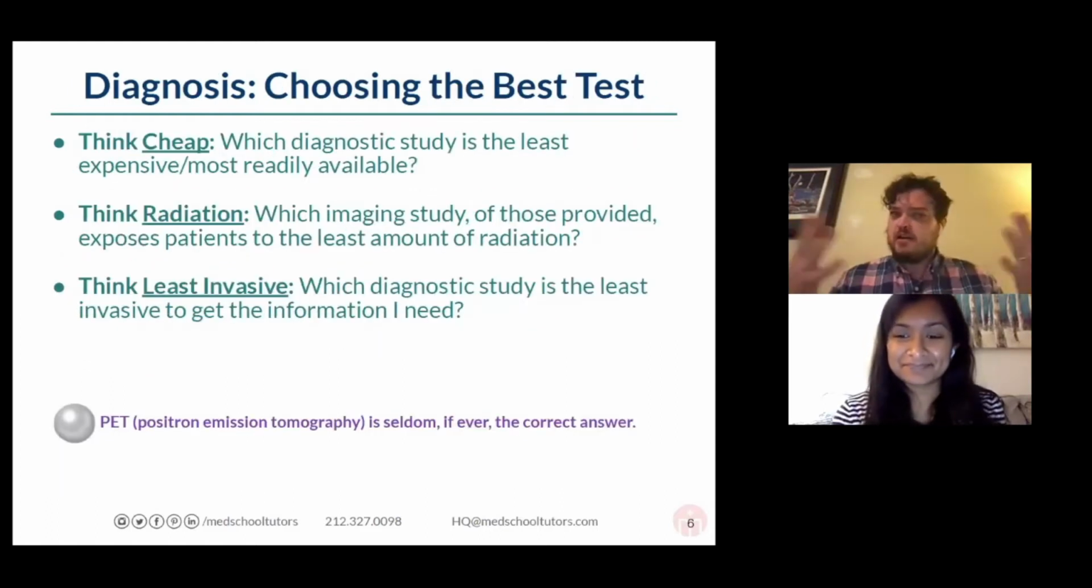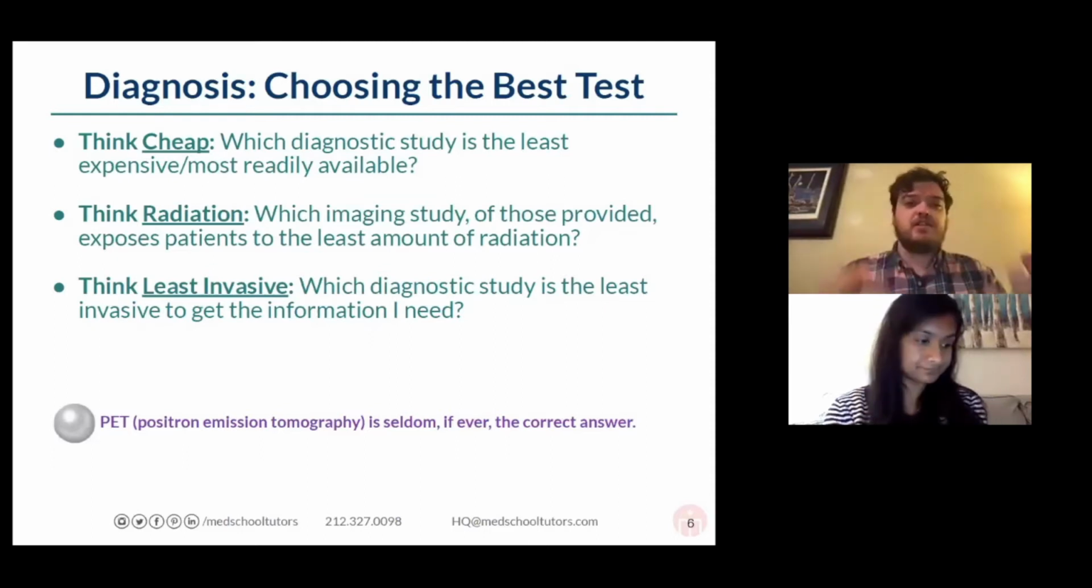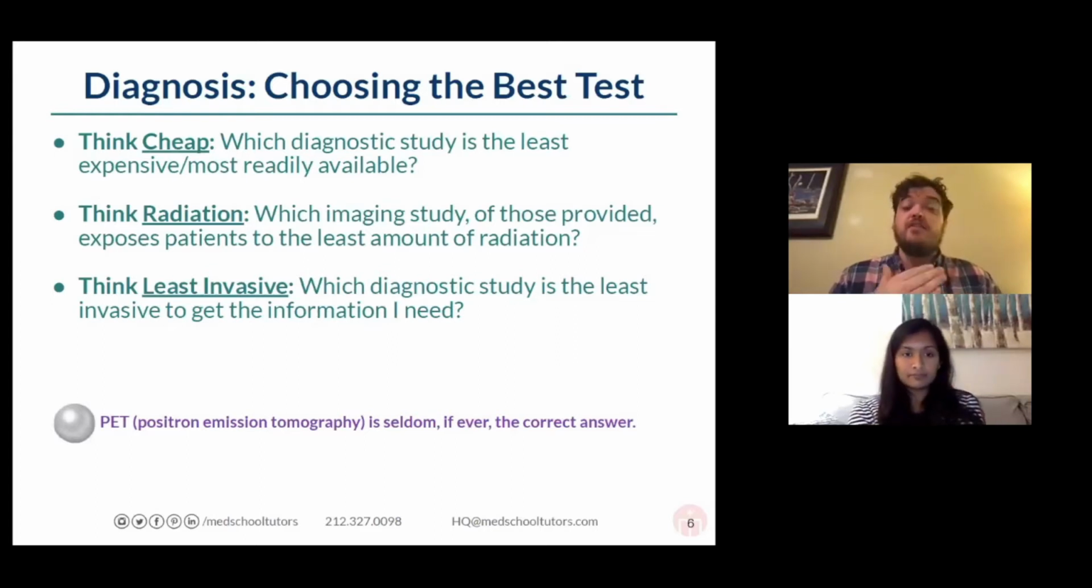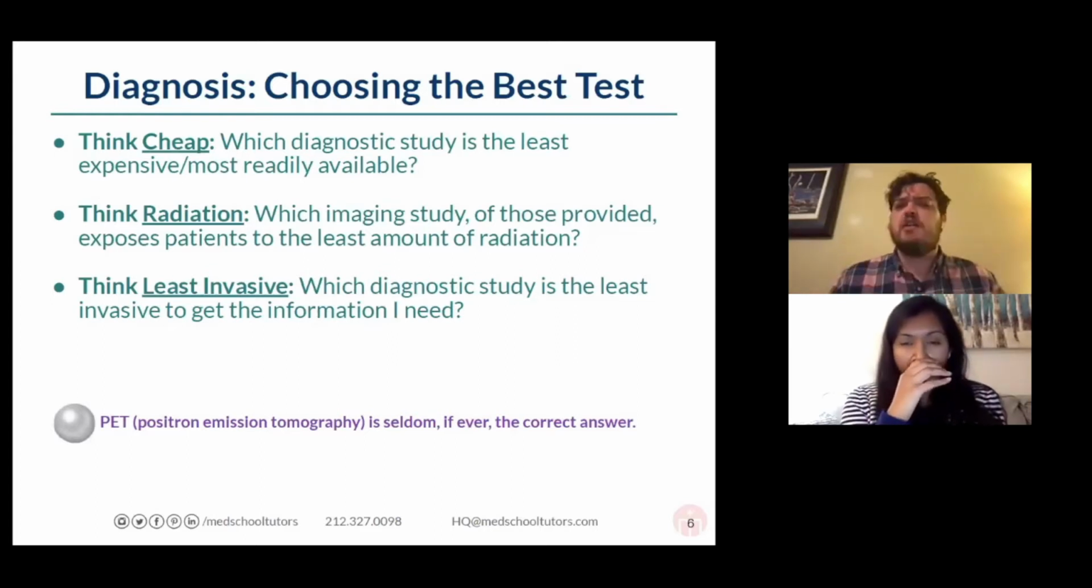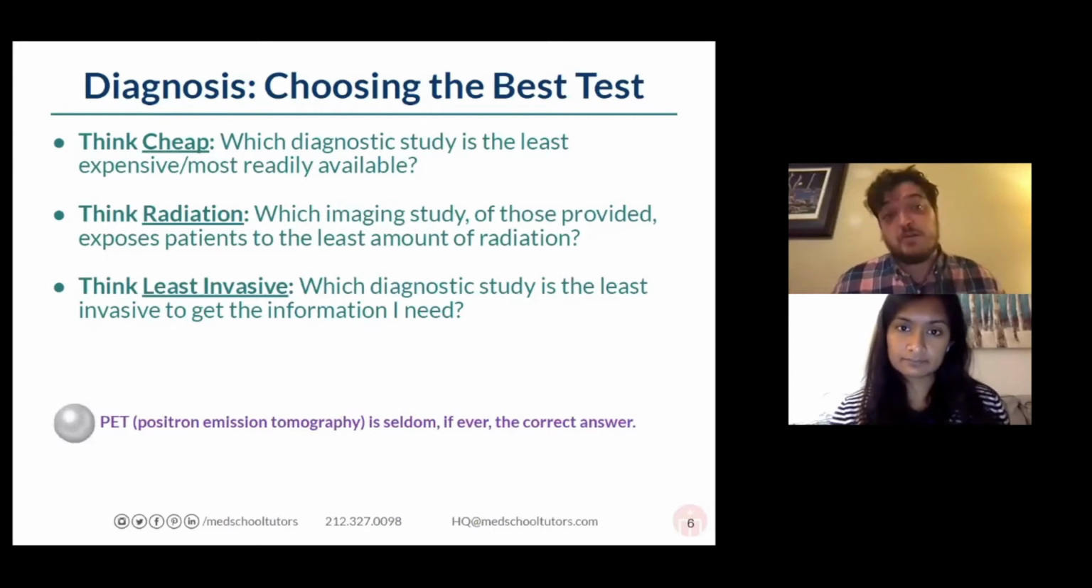So the last thing I'll say, and then I'll turn it over to Sana. With diagnosis, there's this really big principle of choosing the best test. This is especially true on the steps, when they're testing you on what would be the standard practice, the standard of care. When you're thinking about choosing that screening study, always ask yourself, am I thinking cheap? Which diagnostic study of the answer choices available is the least expensive and most readily available? That's very important in our healthcare system, where spending is at an all-time high.